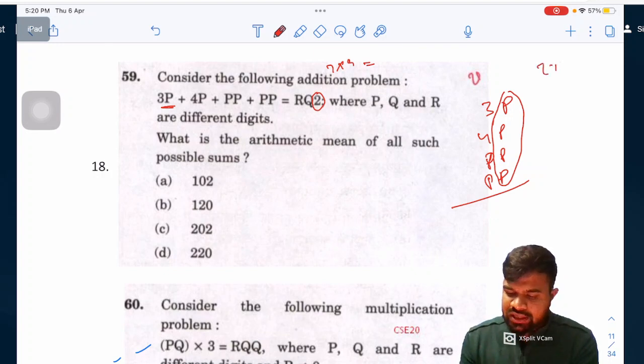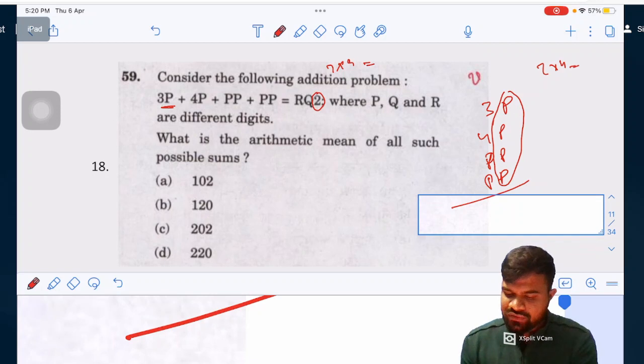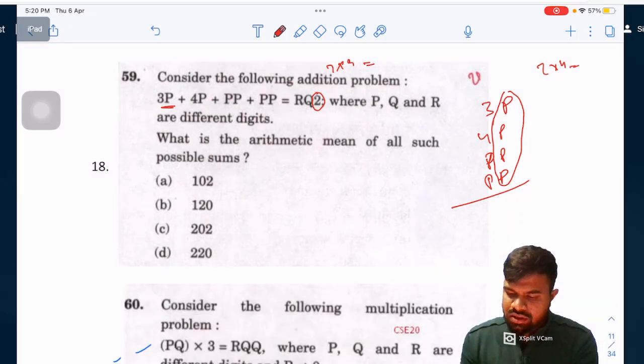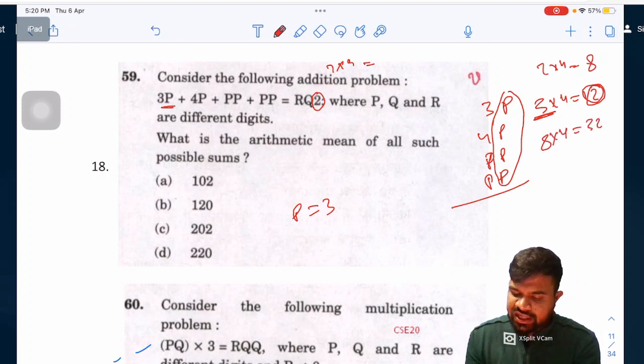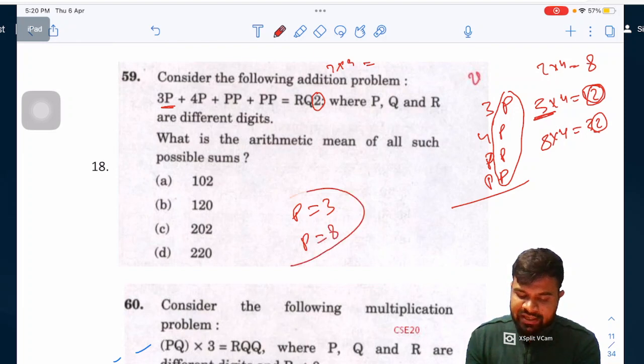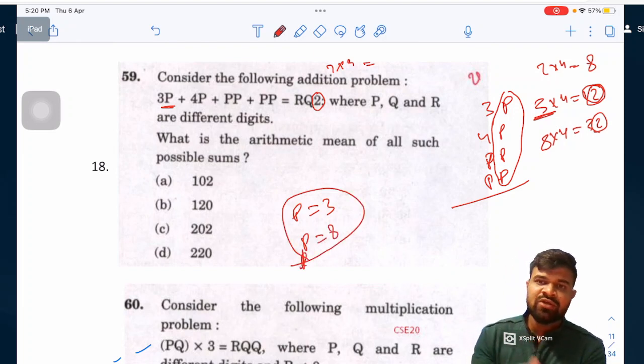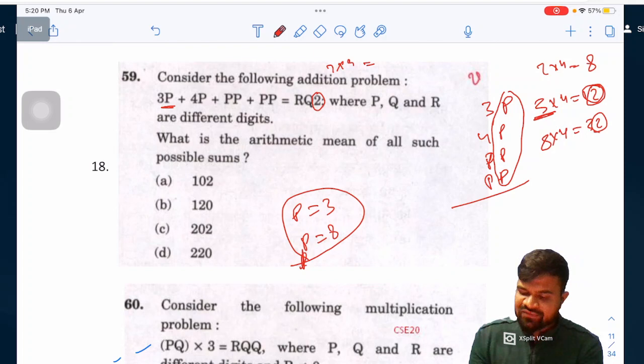So we know that 2 into 4 is 8. That means this cannot be our case. 3 into 4 is 12. The last digit is 2 in this case. So p can be 3. First case. Similarly, we will find that 8 into 4 is 32. The last digit is 2. That means p can also be 8. These are the only two possible values. I want you to check by other numbers also, like 5 into 4, 6 into 4.